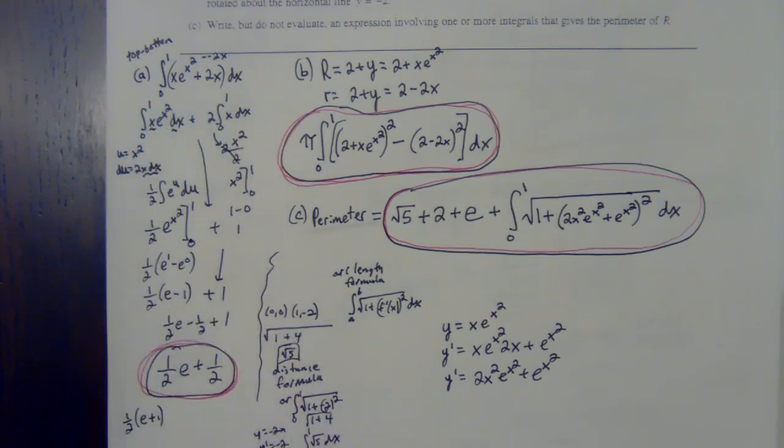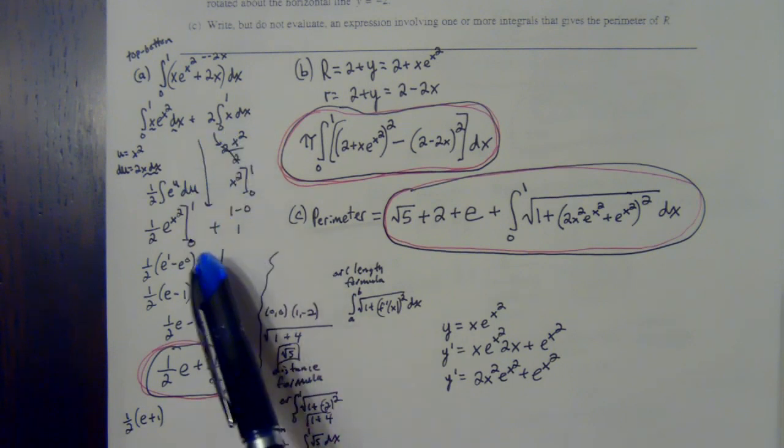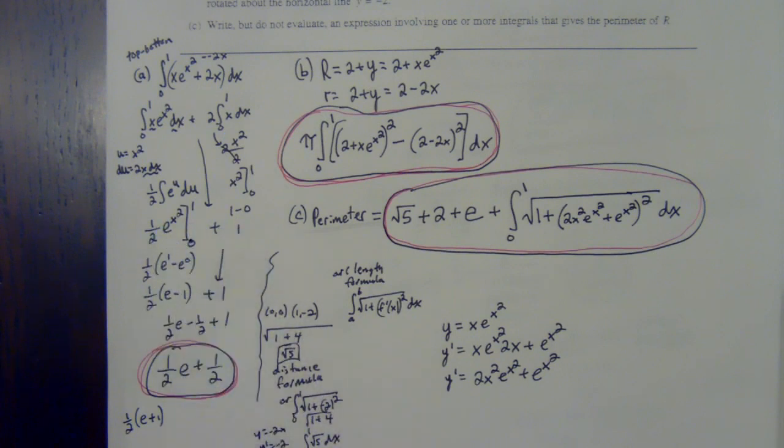You know you've got a single e in the problem. Let your u equal that power. Do a u-du right there. Easy integral here. Be careful. Plug in your 1, plug in your 0. Get that exact area right there.